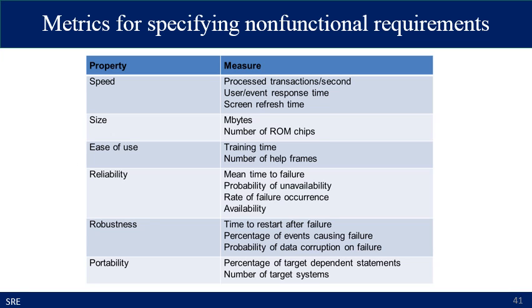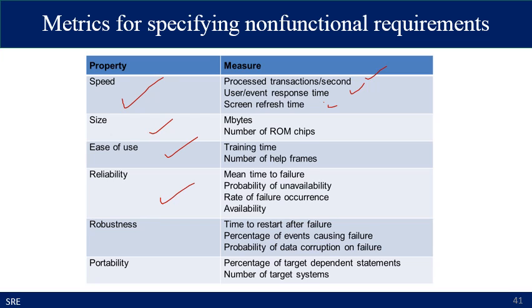So there are different metrics for specifying non-functional requirements. For example, if you want to convert a goal which incorporates speed, you can use the measures of transactions per second, event response time, or screen refresh time. Similarly, size is measured in bytes or chips. Ease of use is measured in training time and help frames.